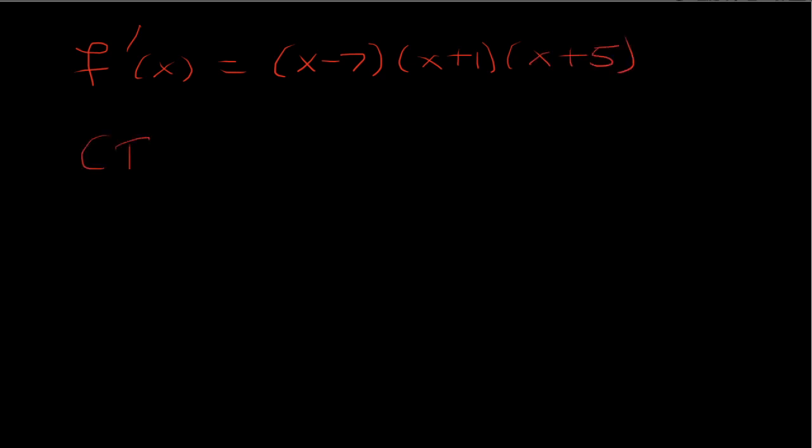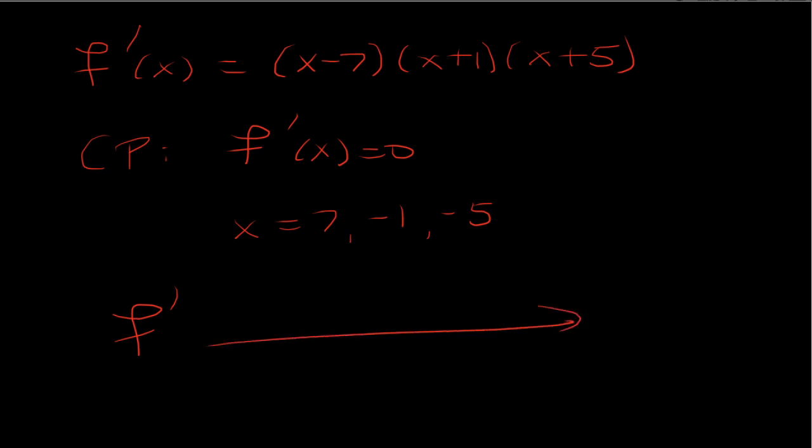Okay, last example, we have f prime of x is equal to (x minus 7) times (x plus 1) times (x plus 5). For the critical points, I'm going to set the derivative equal to 0. So each one of these factors is going to be 0. That means x is 7, -1, and -5. I'm going to use the first derivative test, plug in the points, and then test the different regions. So there's going to be 4 different regions that we're interested in.